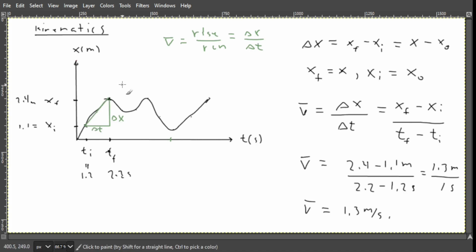So in fact, if I were to make a straight line that ran between these 2 points, so here I've made a straight line that runs between those 2 points, that straight line could actually represent another position versus time curve. Another position versus time curve that has what? The same rise over the run, and it's also a straight line.